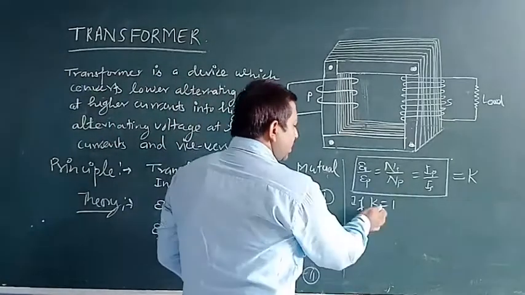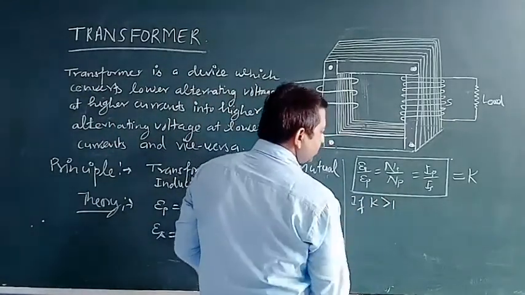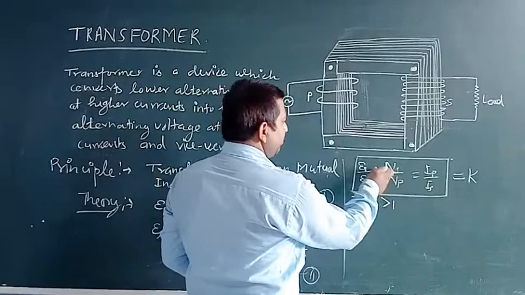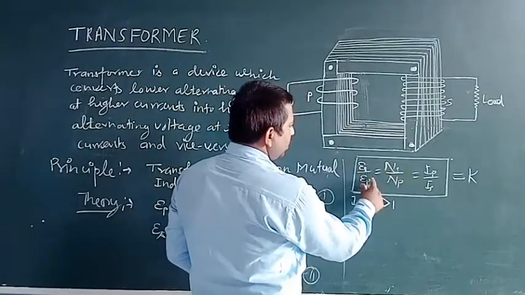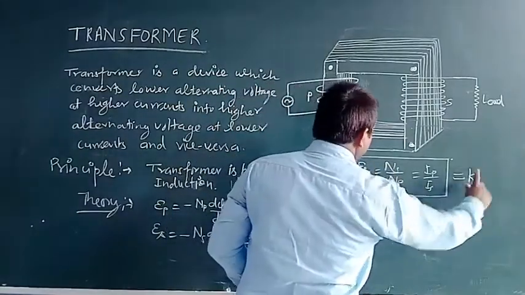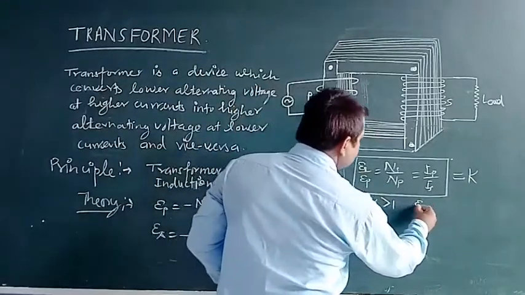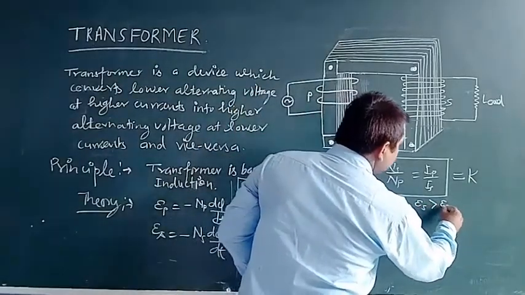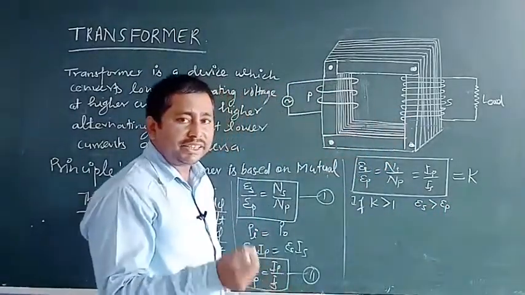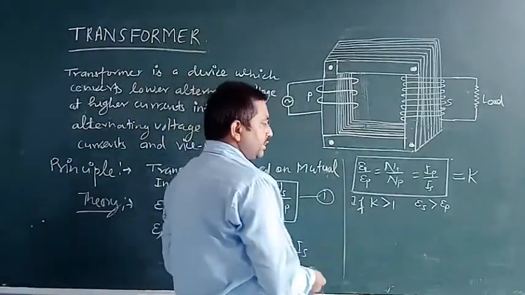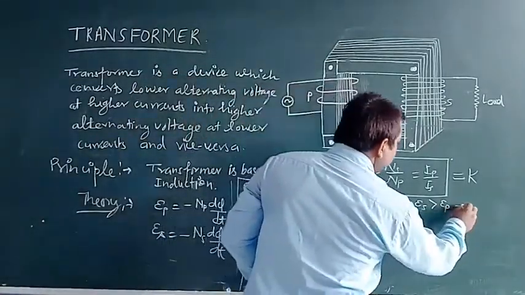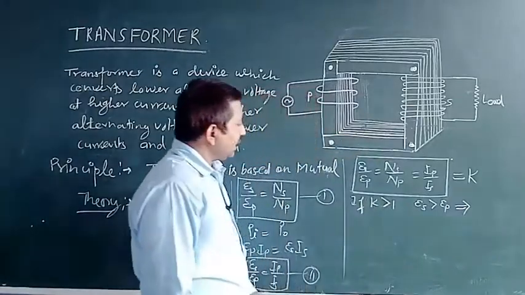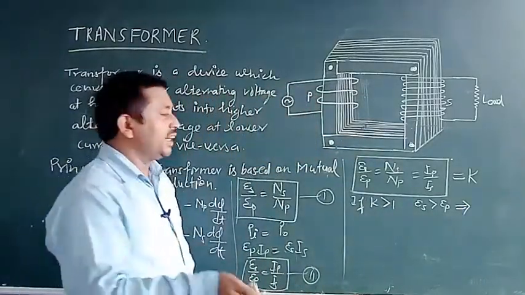But if K is greater than 1, then from here we can write it as ES by EP is greater than 1. It means ES is greater than EP. It means the output voltage is greater than that of the input voltage. So we can write it as step up transformer.